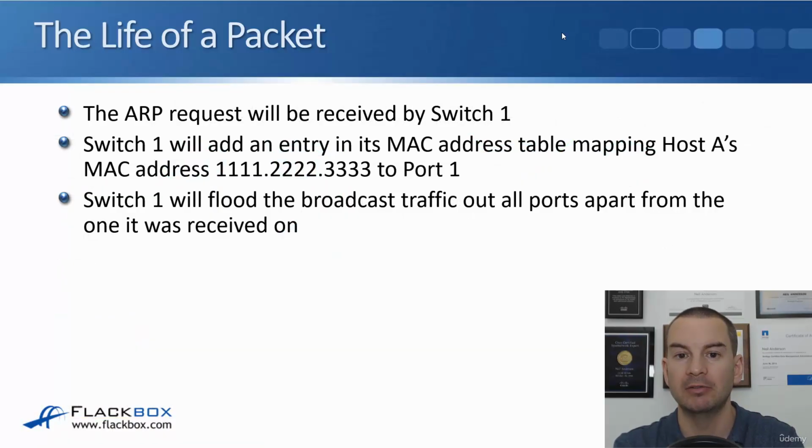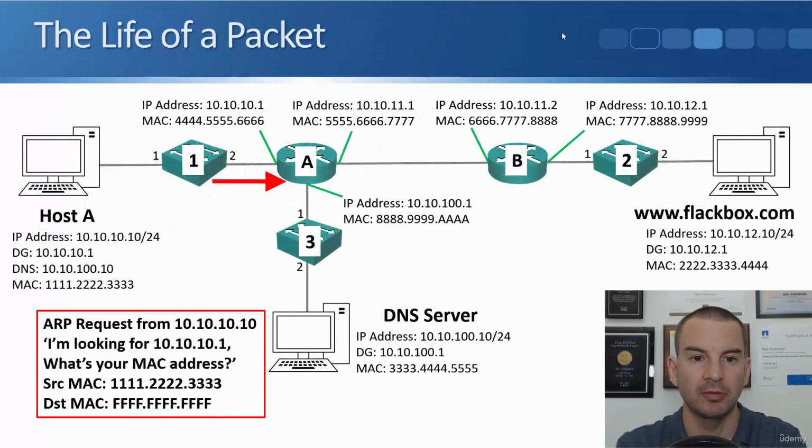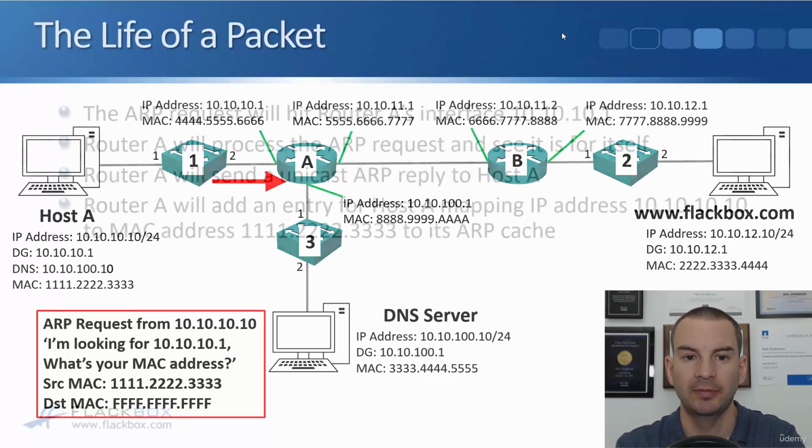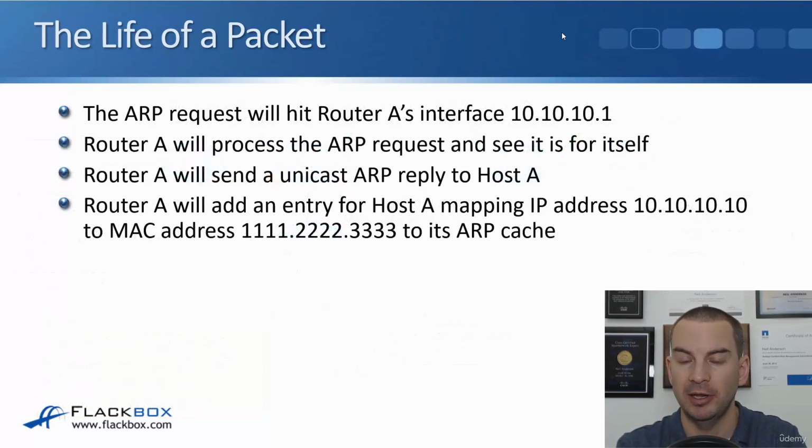The ARP request will be received by switch 1 on the left. Switch 1 will add an entry in its MAC address table mapping host A's MAC address of 1.2.3 to port 1. Switch 1 will then flood that broadcast traffic out all ports apart from the one that it was received on. So that will go out port 2. The ARP request is still from 10.10.10.10, looking for 10.10.10.1 with a source MAC of 1.2.3, a destination MAC of f.f.f. That will hit router A's interface of 10.10.10.1.